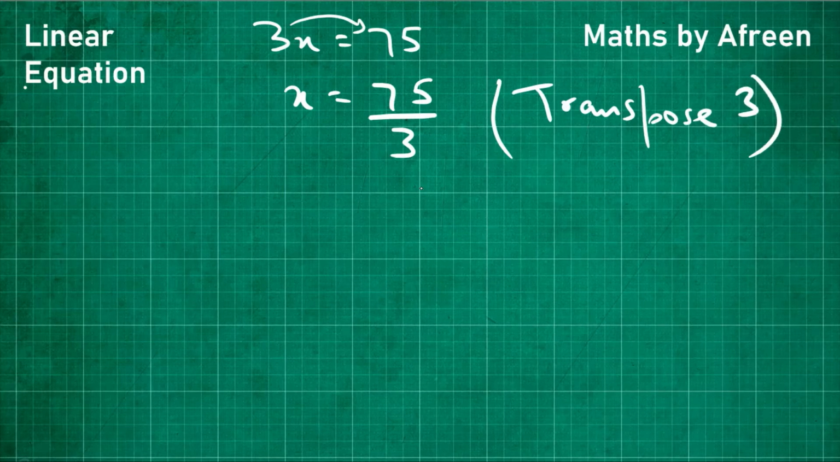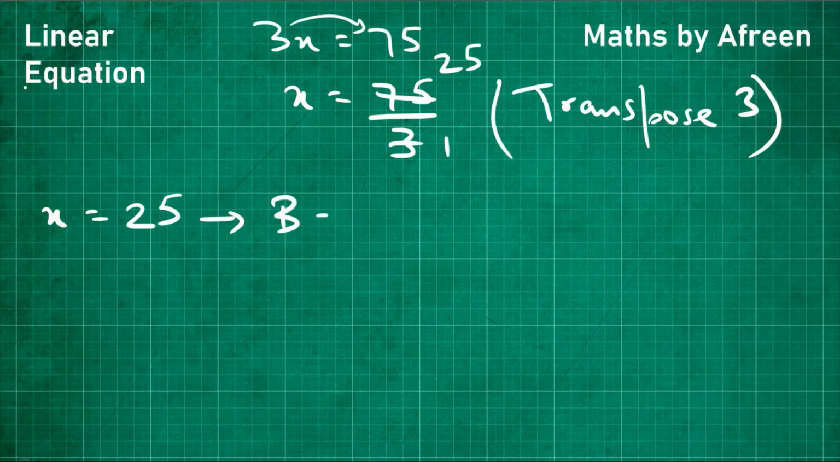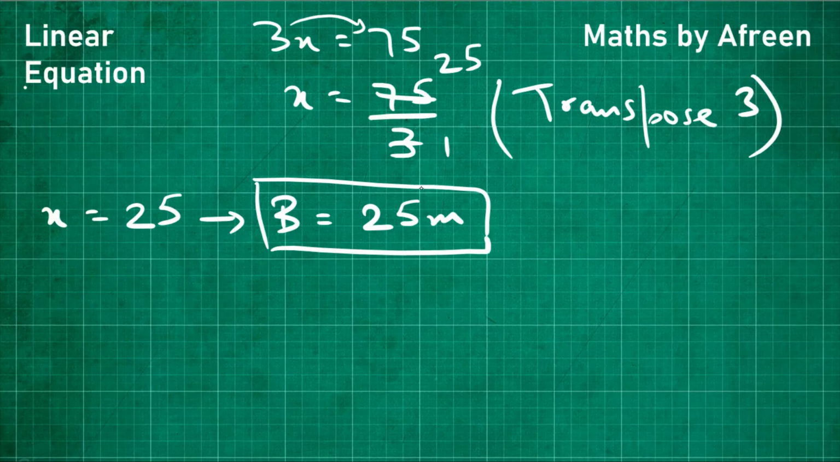Now cancel the 75 by this 3. 3 1s are 3, 3 2s are 6, and 3 5s are 15. So the value of x is 25. If you remember, this x was breadth. So the value of breadth will be 25 meter. So now we have found the value of breadth, and now we have to find the value of length.